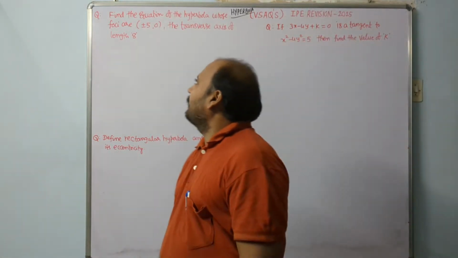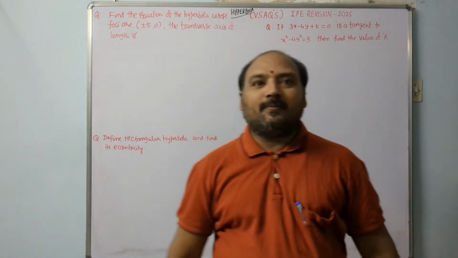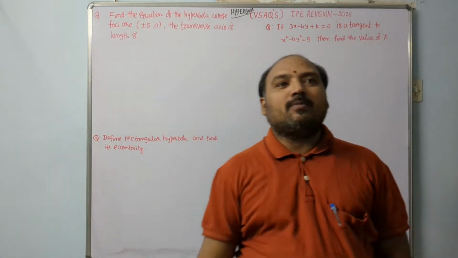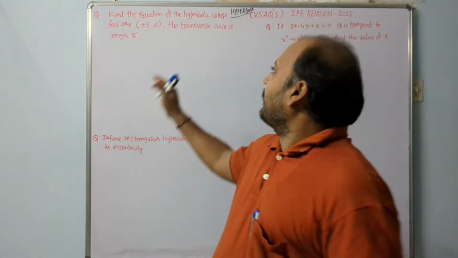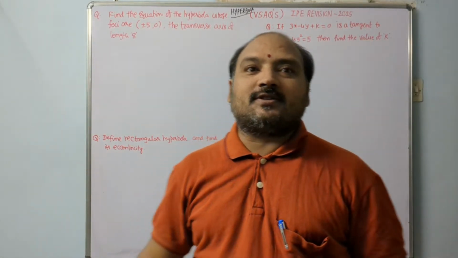The first question: find the equation of the hyperbola whose foci are plus or minus 5 comma 0, and the transverse axis is of length 8 units.